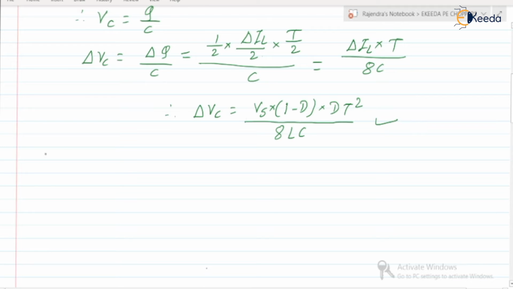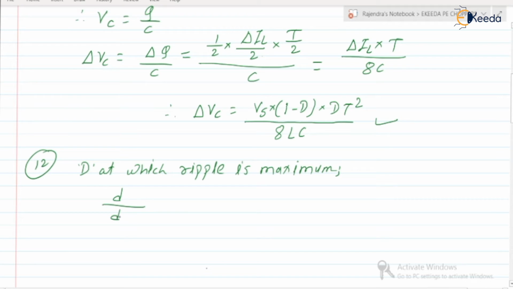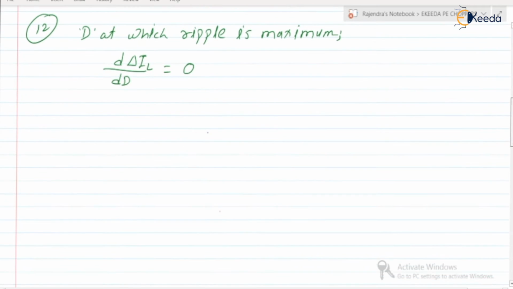Next, parameter number 12: the duty cycle at which ripple is maximum. The value of D at which ripple is maximum. Here, ripple is maximum means, according to the maxima theorem, the differentiation of ripple, which is either delta IL or delta Vc, so d by dD of delta IL, we need to equate to 0, according to the maxima theorem.